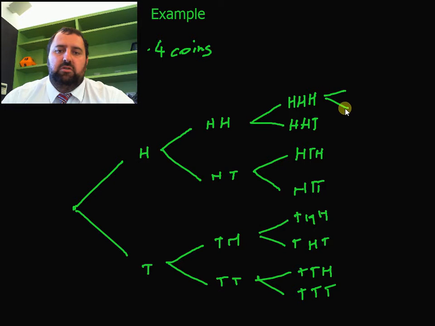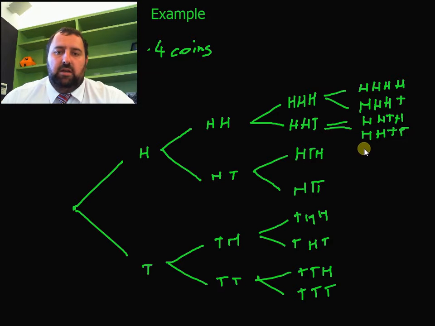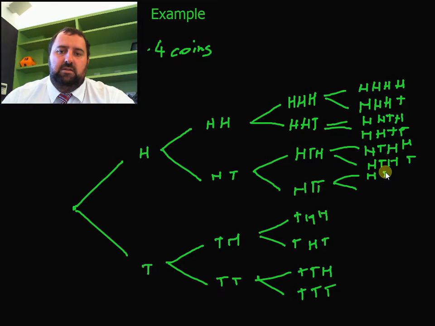And then of course, for my 4th roll, I could end up freakishly getting 4 heads, or I could get heads, heads, heads, tails. I could get heads, heads, tails, heads, or heads, heads, tails, tails. Heads, tails, heads, heads, heads, tails, heads, tails. All right, so there's those 2. My next 2 would be heads, tails, tails, heads, heads, tails, tails, tails.